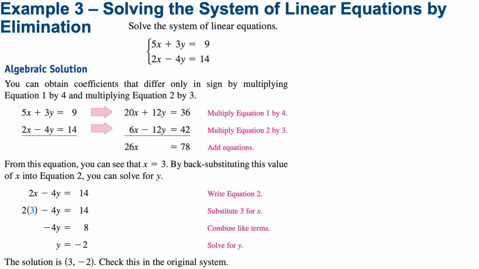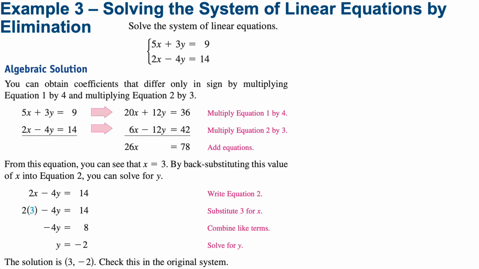So let's do another example, because we love examples. Okay, let's solve the system of linear equations: 5x plus 3y is equal to 9, and then 2x minus 4y is equal to 14. Okay, so in this case, it's not very obvious which variable to cancel.